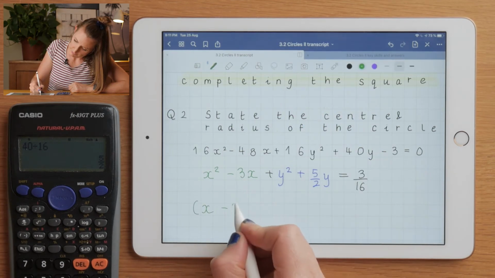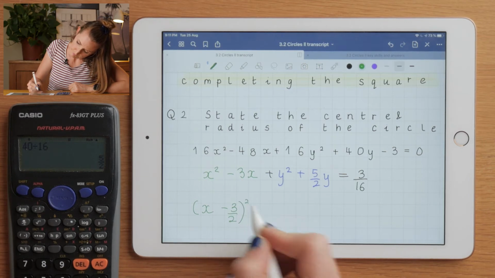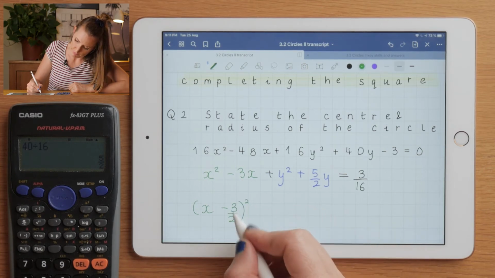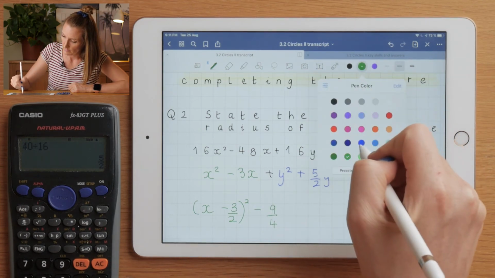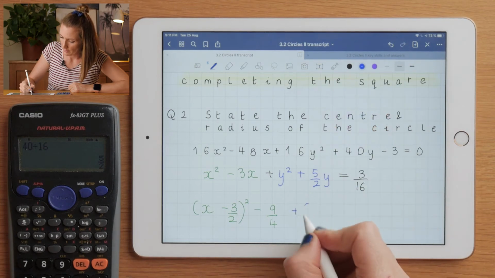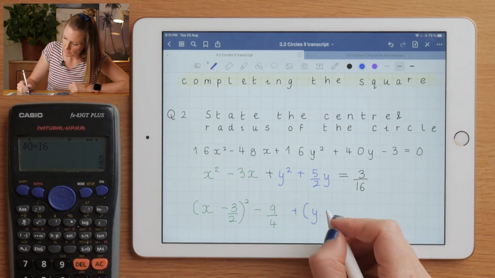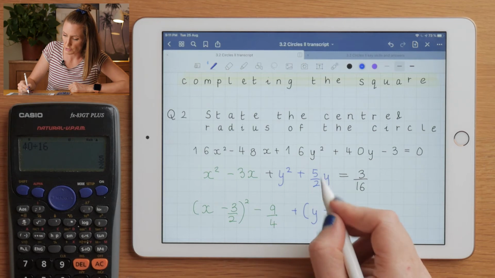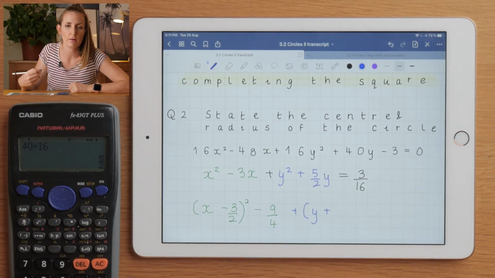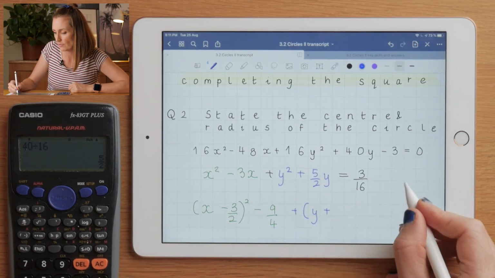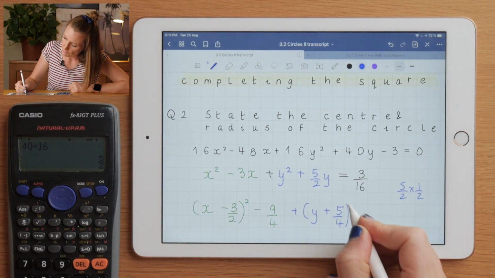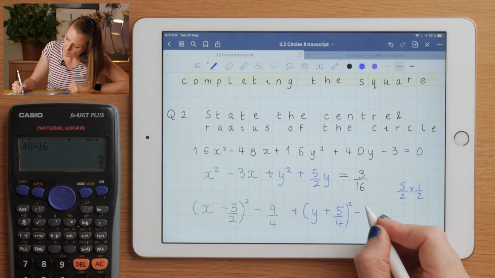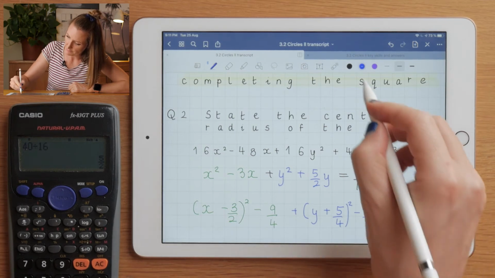So for the x's, I need to divide the 3 by 2. And I need to back substitute (3 over 2) squared. So minus 9 over 4. For the y's, I need to divide this by 2, or sometimes it's easier to think about it as times by a half. So 5 over 2 times by a half would be (5 over 4) squared. Then I would be subtracting 25 over 16.